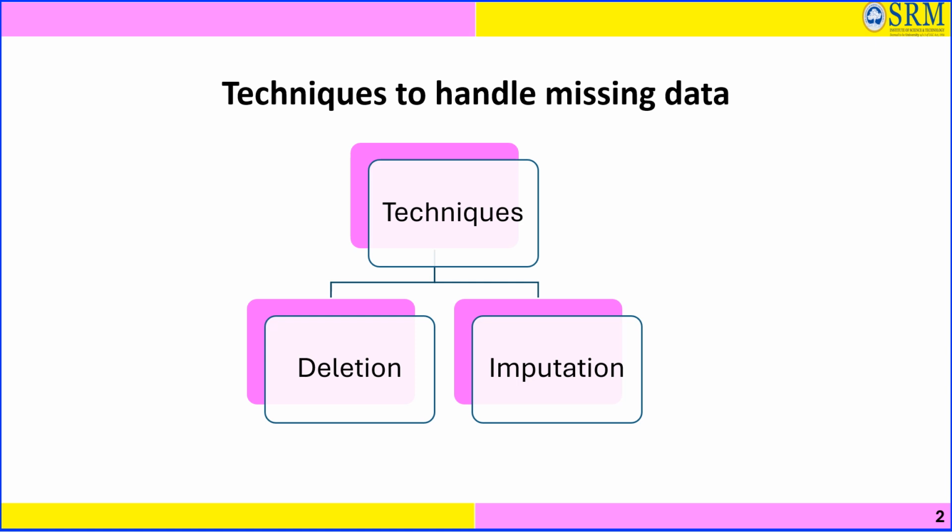So what are the techniques to handle missing values? One is deletion, another one is imputation. Deletion means if you have more missing values, then you have to go for deletion. Imputation means if you have fewer missing values, you can impute a different value instead of leaving it as an unknown value, nan, or blank. You can fill it with some known value or customized value. So these are the two techniques to handle missing data: deletion and imputation.